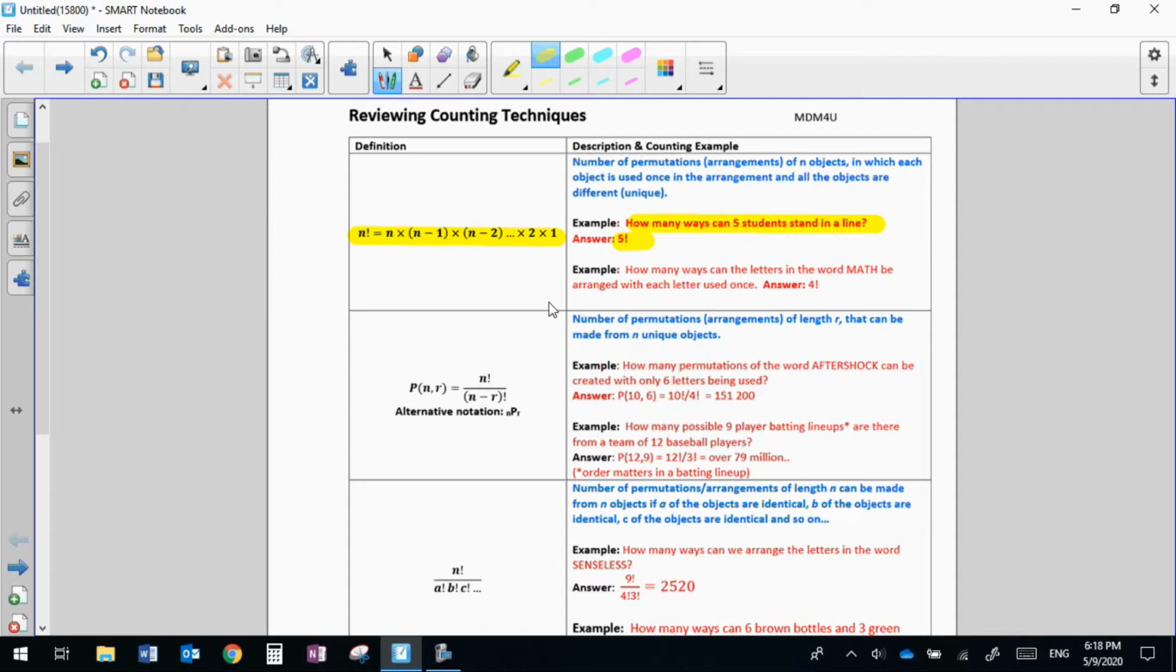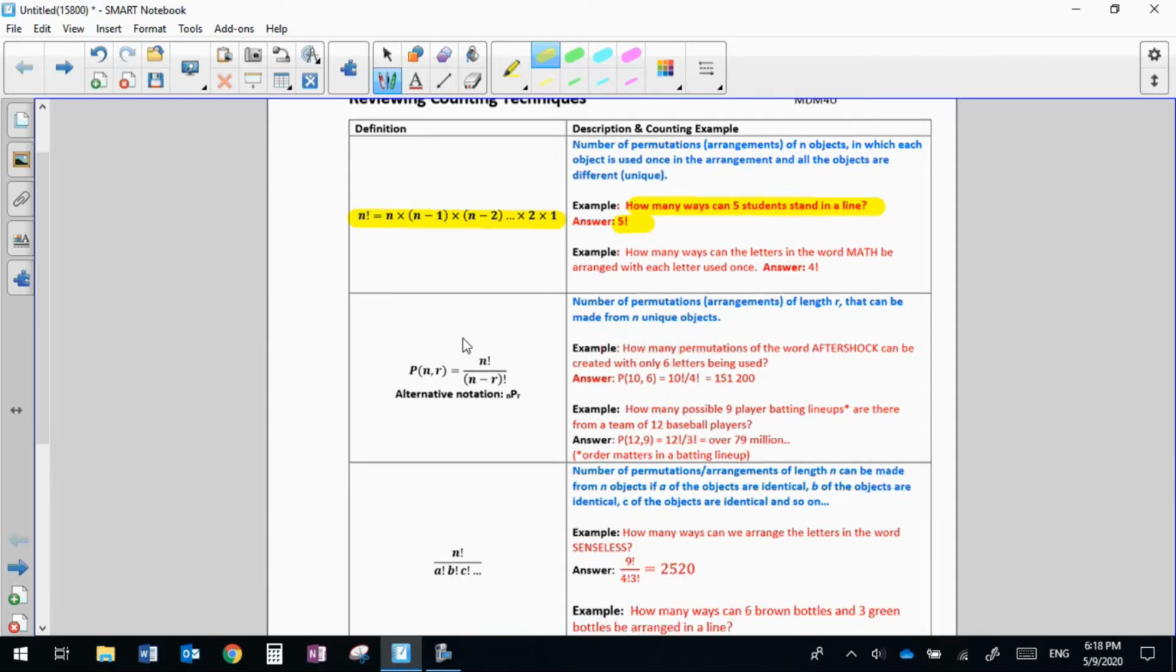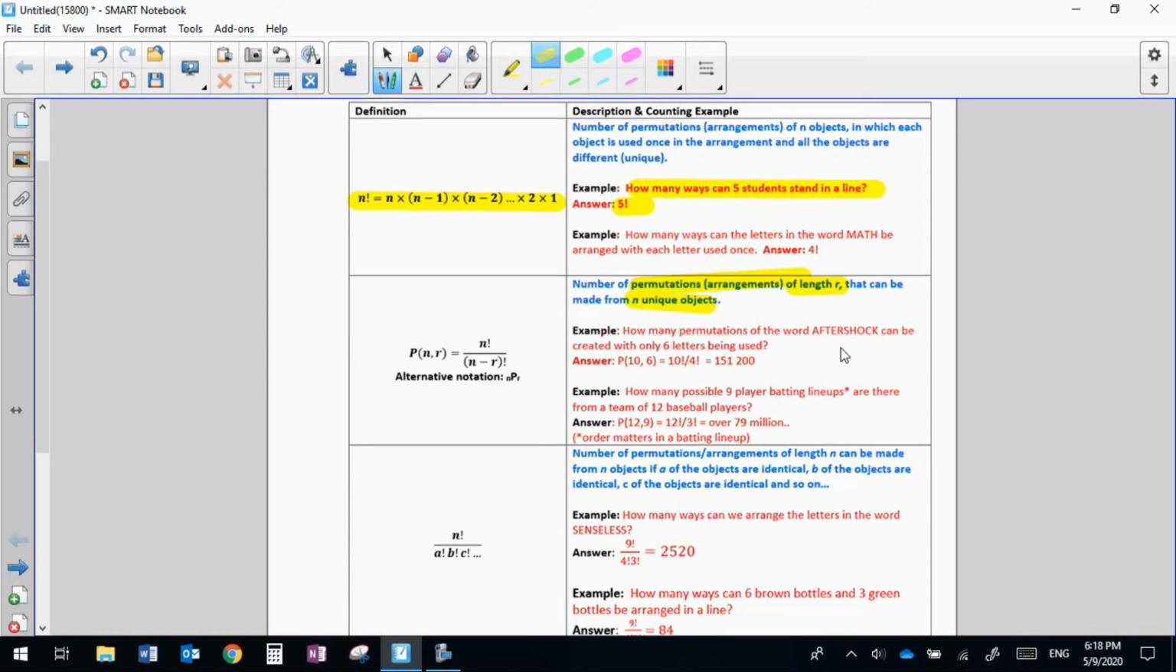We then looked at, well, what if you only want some of them? That's a permutation. What if the permutation has a specified length? So maybe you have n objects, but you're only going to have r of them in your permutation or your arrangement. And then we talked about nPr. For example, rearrange the letters in the word aftershock, but only use 6 of those 10 letters. Well, that's a permutation of length 6 from 10 elements. It's 10 factorial divided by 4 factorial, or use the nPr button on your calculator.